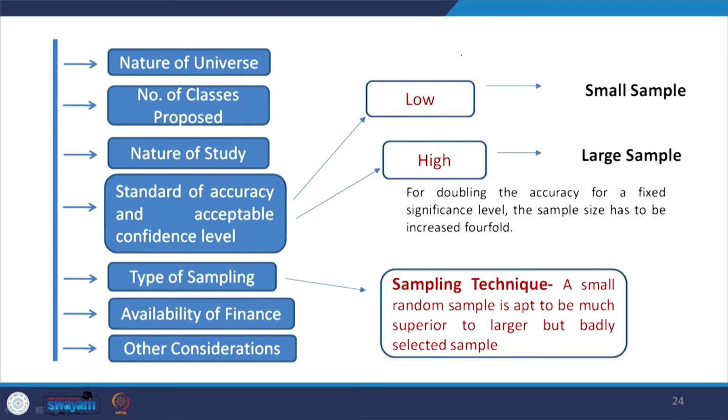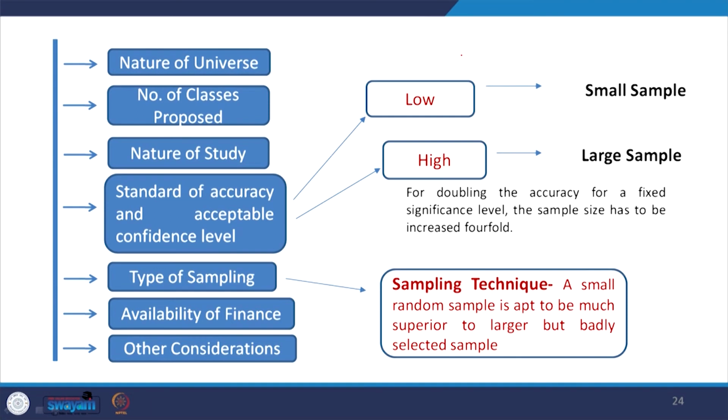Whereas you need to make better confidence among your researchers or in your study, that nobody can reject your answer or result. In that case, you are supposed to take a large sample. For doubling the accuracy for a fixed significance level, the sample size has to be increased fourfold. It is a standard rule defined by statisticians. To double your accuracy, you are supposed to increase your sample size four times.